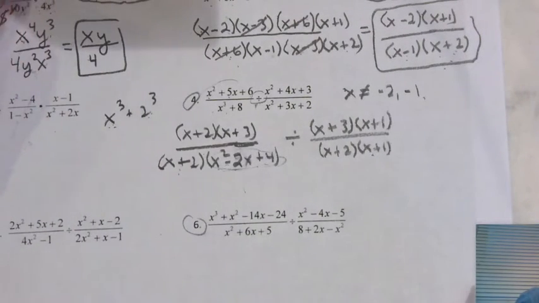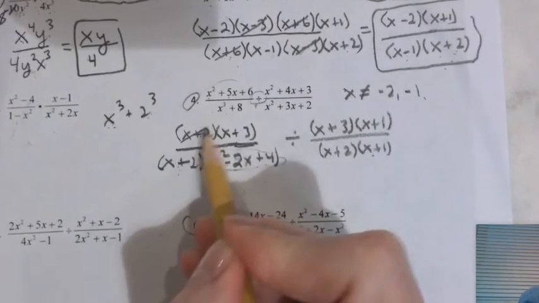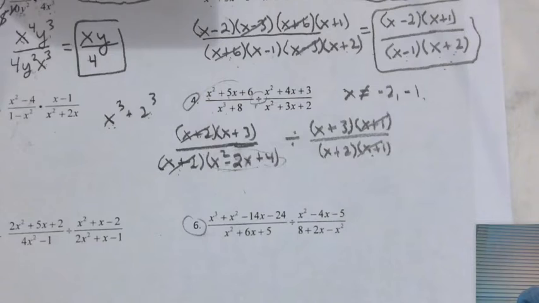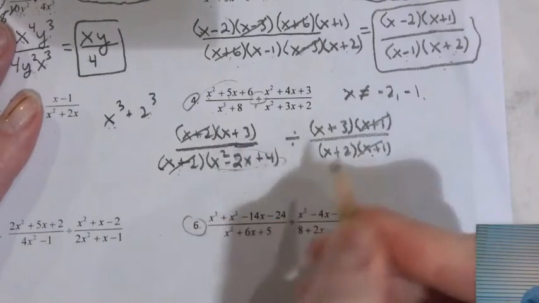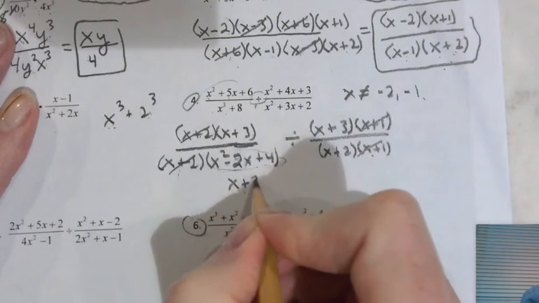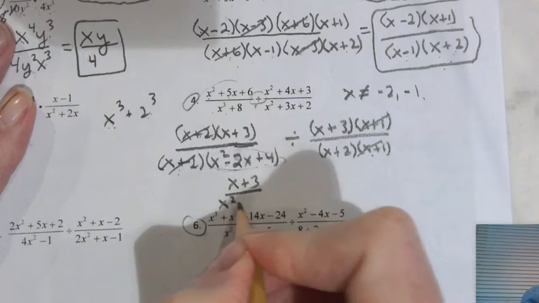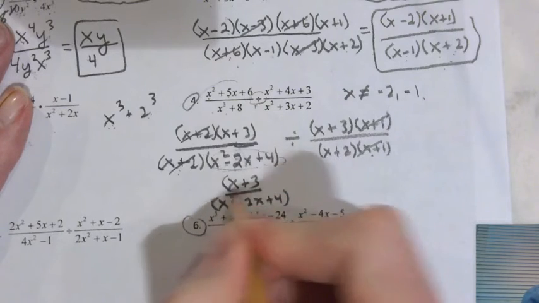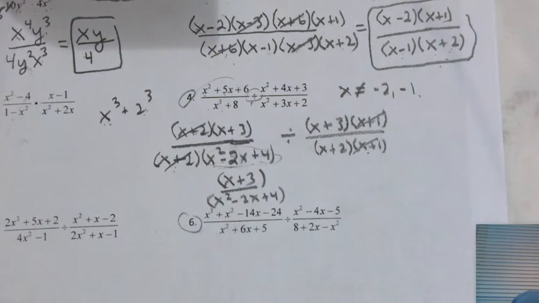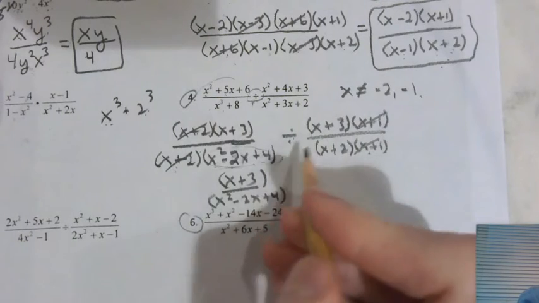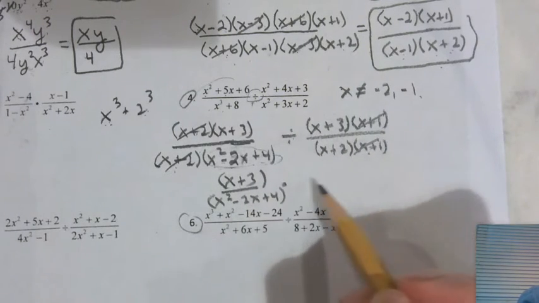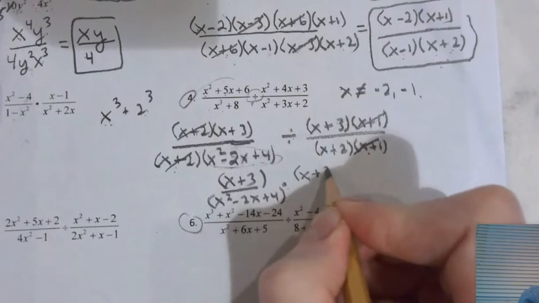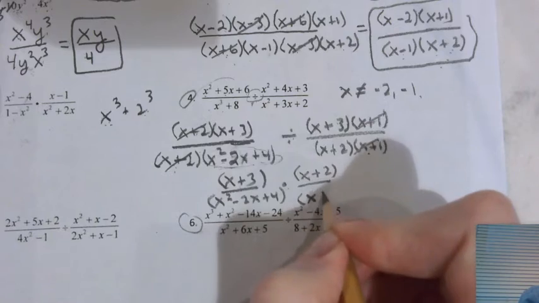Okay, so now we can actually cancel these two right now. We can cancel these two right now. Okay, and then what we have is x plus 3 divided by x squared minus 2x plus 4. And then instead of dividing, we're going to multiply. But when we multiply, we flip this fraction. So that's going to be an x plus 2. And then here we've got an x plus 3.